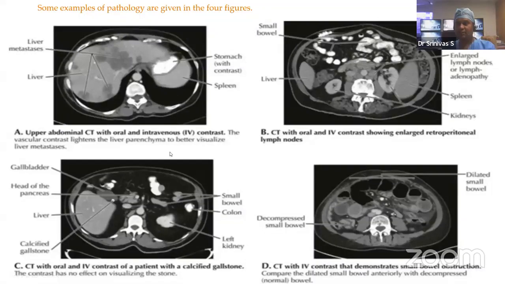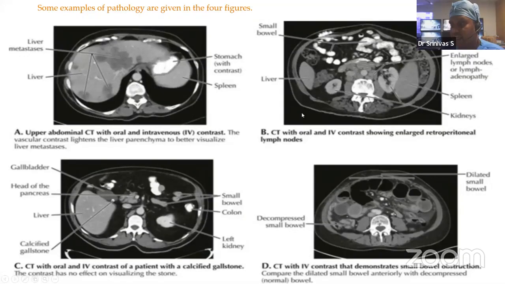These are some examples of pathology that can be detected with a CT scan with contrast. This first figure, figure A, represents an upper abdominal CT with oral and intravenous contrast. The vascular contrast lightens the liver parenchyma to better visualize the liver metastasis. That means you can see that the lesions appear dark in color and the normal liver appears light gray in color. Like this, we can know whether the liver has any problems or not.